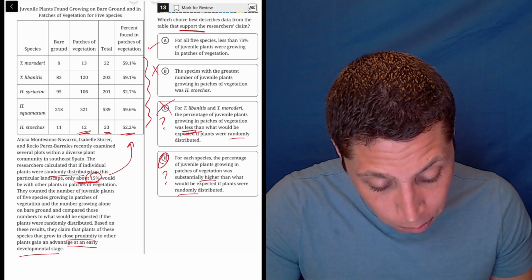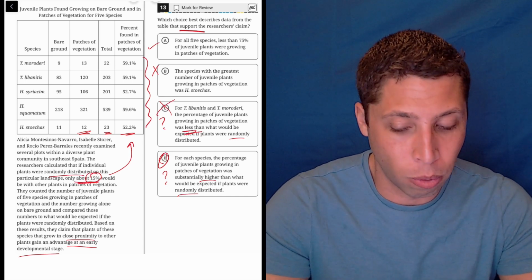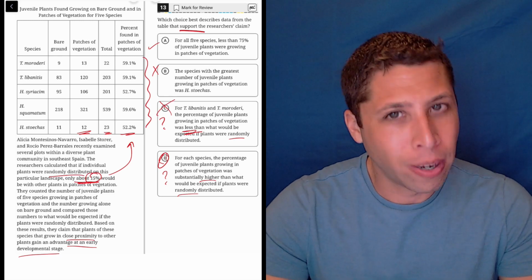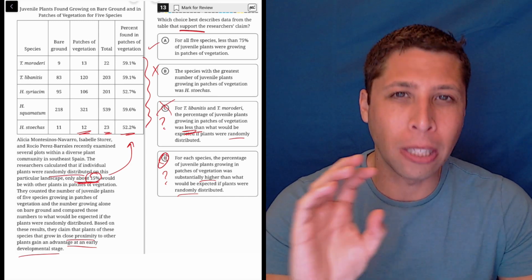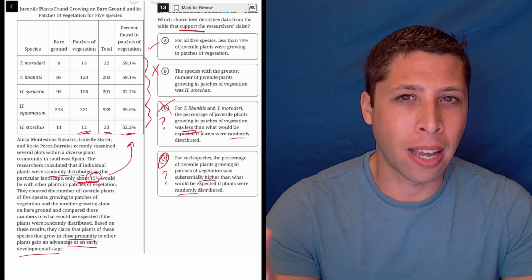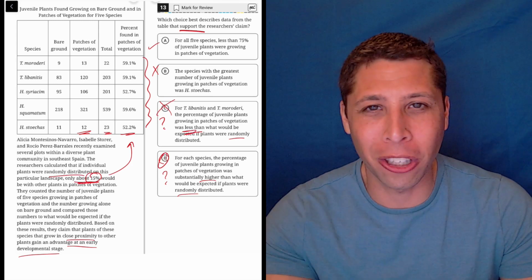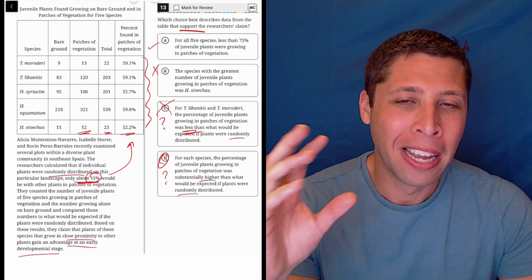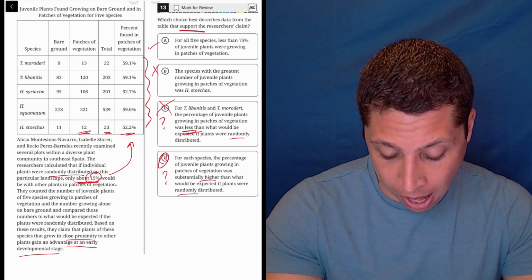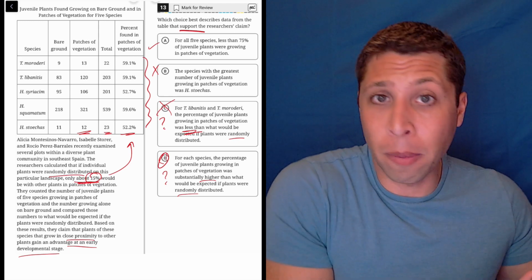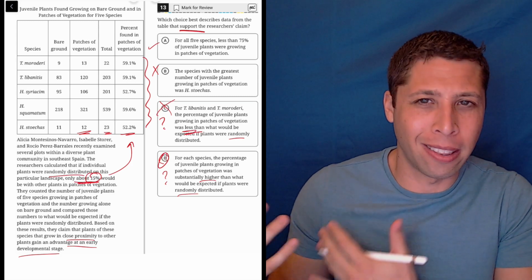And then A, for all 5 species, less than 75% of juvenile plants were growing in patches of vegetation. Okay, that is true. But why 75, right? That has nothing to do with the passage, right? So this is a good example where we could probably try to more deeply understand how these plants work and what the advantages and evolution are for the plant, being with other plants and all that. But I wouldn't waste my time. The number 75 does not appear anywhere in these lines. So why should it be in the choice? Why would I have a conclusion about 75% if there's nothing about it in the paragraph?